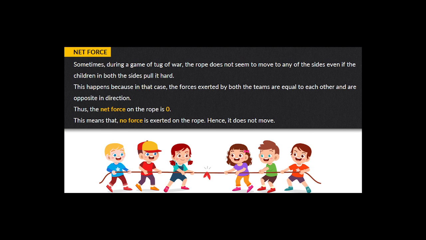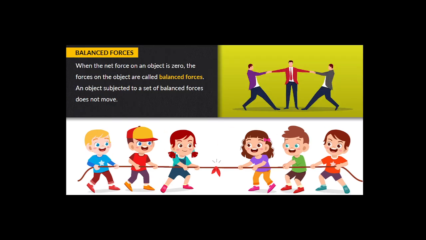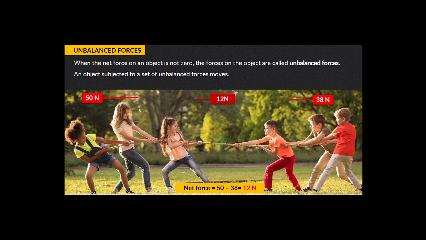Why is this rope not moving? Because it's a picture and because both of the sides are equal. Very good. So read it. Net force on an object is 0. The forces on the object are called balanced forces. An object subjected to a set of balanced forces does not move. And what are unbalanced forces? Read this.